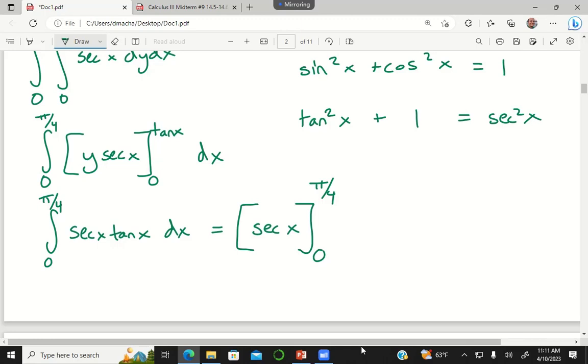And so remember, secant is the same thing as 1 over cosine. And so cosine of 0 is 1. But then what is cosine of pi over 4? Yeah. Here we go.